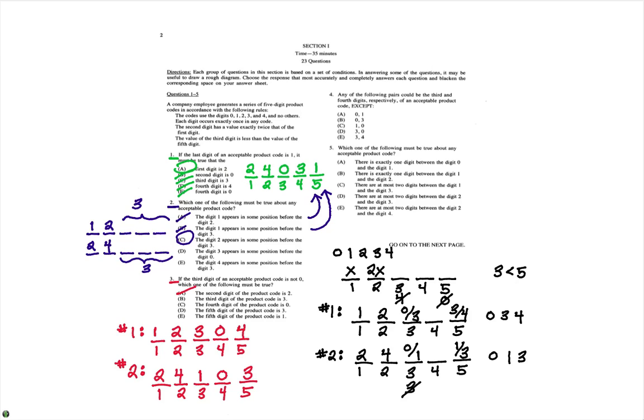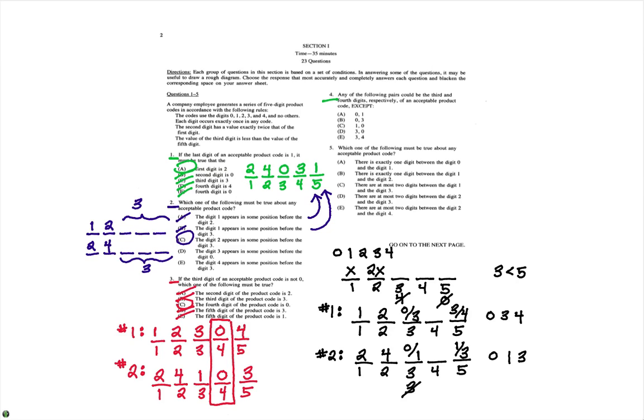B, the third digit of the product code is 3. You notice in scenario 2, the third digit is 1, so B does not have to be true. C, the fourth digit of the product code is 0, and you notice that in both of our scenarios here, the fourth digit is 0, so C must be true, and C would be the correct answer. Again, just making sure here, D, the fifth digit is 3. You notice in scenario 1, the fifth digit is 4, so D is eliminated. And then E, the fifth digit is 1. You notice that is never the case, so E is out as well.